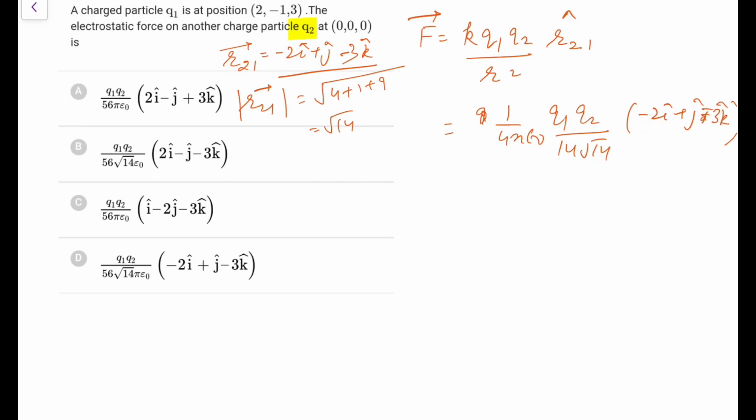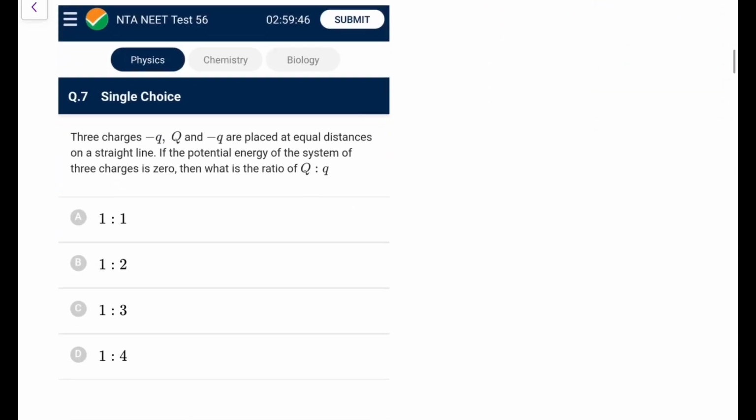Looking at the options, there is only one. You can directly make out from the direction vectors only, and 14 4s are 56 root 14, so option D is the most appropriate. So this simply checks Coulomb's law in vector form or not.